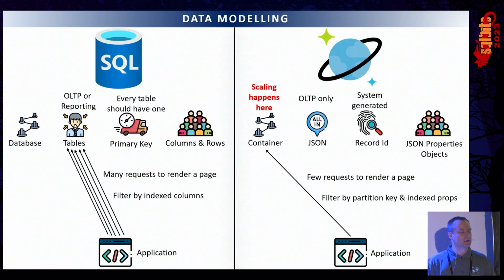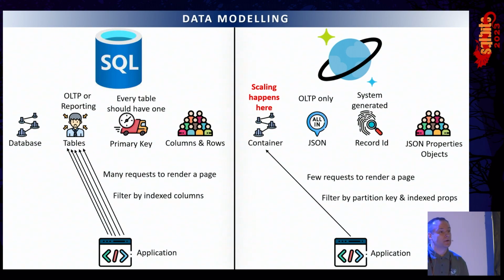We have a record ID. I guess we can compare that to the primary key of SQL Server, which are system-generated. And rather than columns and rows, we are going to have JSON properties and objects. So those are what we can really compare to columns and rows in SQL Server.